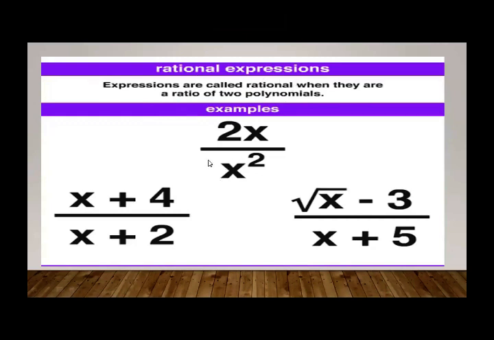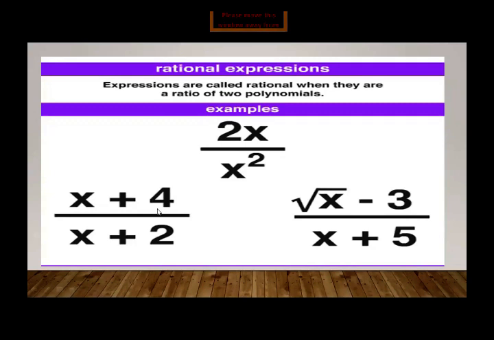According to example, 2x square upon 2x upon x square. In numerator and denominator, we observe that a single term of polynomial is given, meaning they are monomials in both. So they are developing a ratio between them because their nature is the same. They consist of one term, or they are monomial.